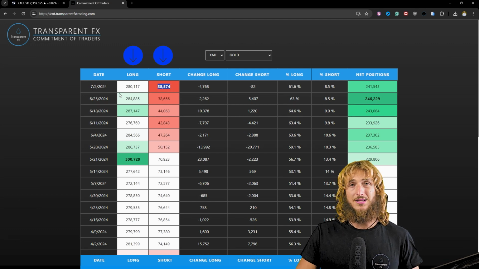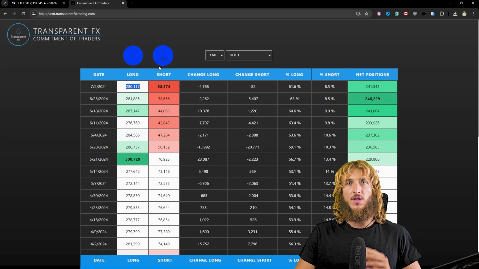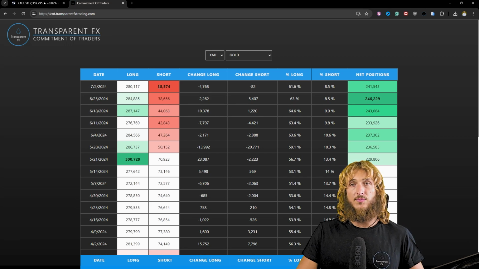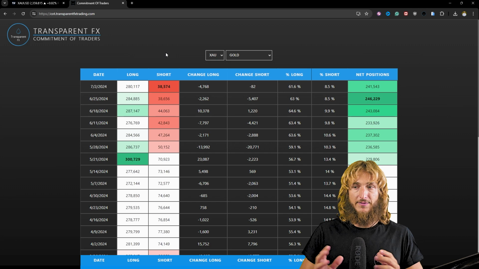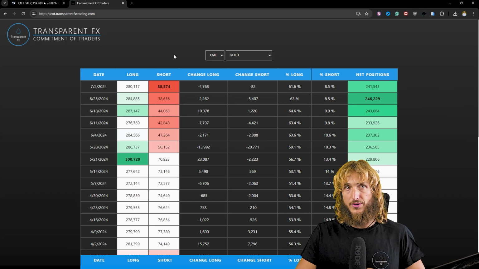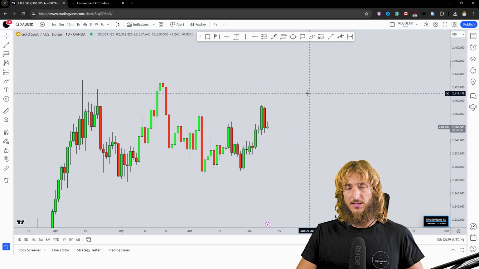And longs are currently sitting quite high from an institutional perspective at 280k. So on the institutional side of the market for gold, we have 280k longs compared to only 38.5k shorts. So definitely institutions are positioned to the bullish side for gold. Now, let's keep that in mind and move back to the technical aspect of the market.